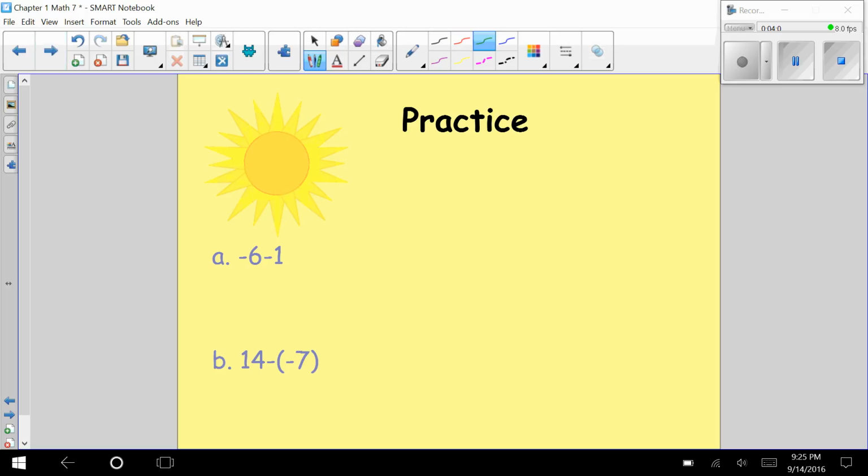Now let's try some more practice problems. Negative 6 minus 1. I change this into negative 6 plus negative 1. Both numbers are negative, so I add them together and give my answer a negative sign. 14 minus negative 7 changes into 14 plus positive 7. 14 plus 7 is simply 21.